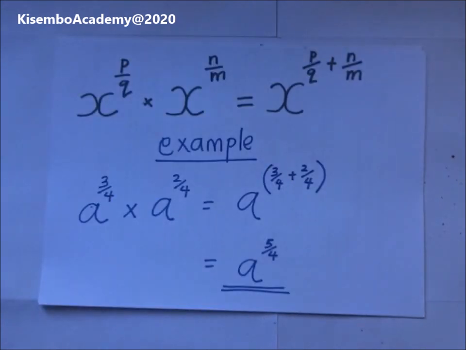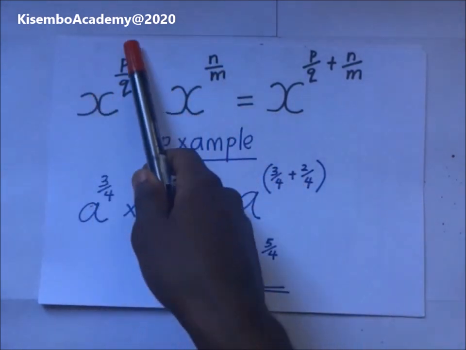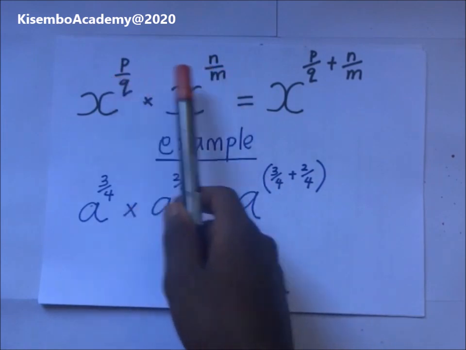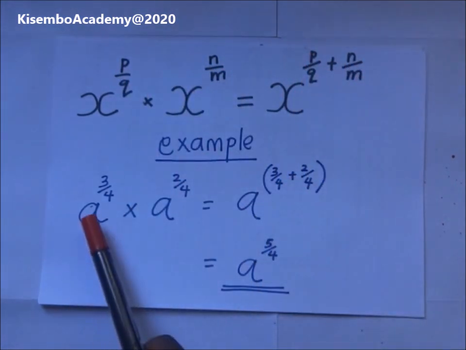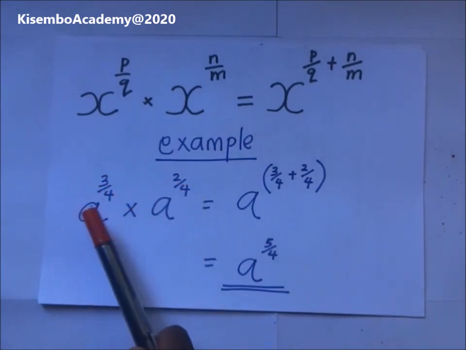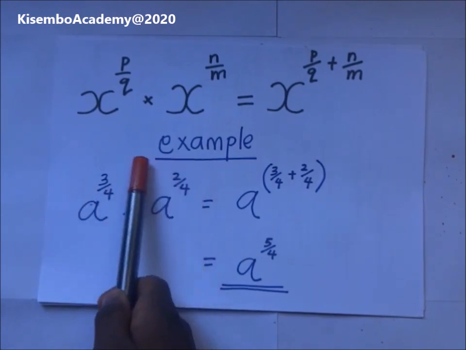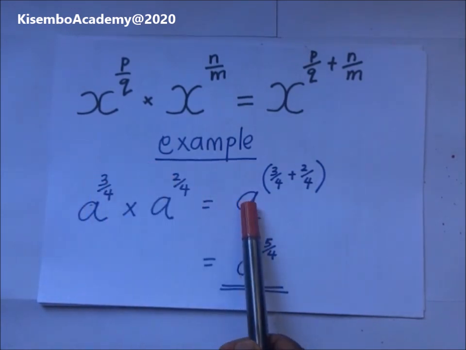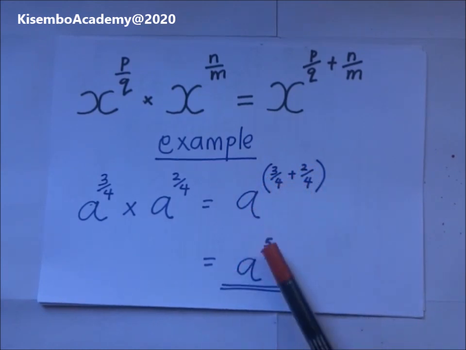For example, when we are multiplying fractional indices, x to the power p over q and x to the power n over m, when the base is the same, you're going to add the fractions, which is p over q plus n over m. And in our example, it is well spelled out: a to the power 3 over 4 times a to the power 2 over 3. Because it is multiplication of these two indices, they are having the same base, so we shall add the powers. And so it's going to be a to the power 3 over 4 plus 2 over 3. When we add those two fractions, we end up with a to the power 17 over 12.